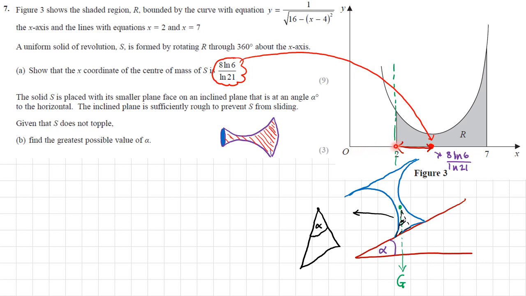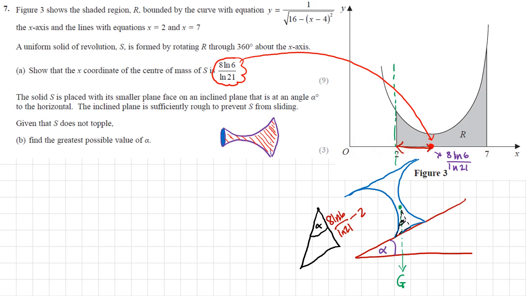Now I've got this bit here too, which I need to subtract to find the actual distance from the base of the shape. So this side of the triangle, which represents this length here, is going to be 8 log 6 over log 21 minus 2. So minus 2. We're subtracting this bit here because we only want to know this length here.